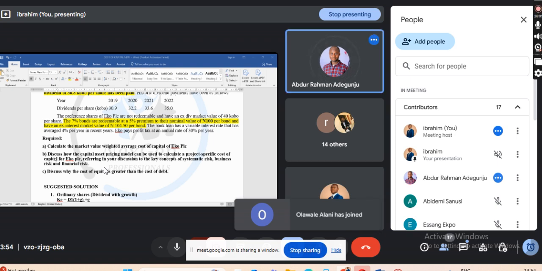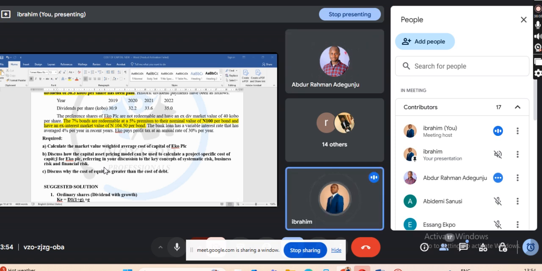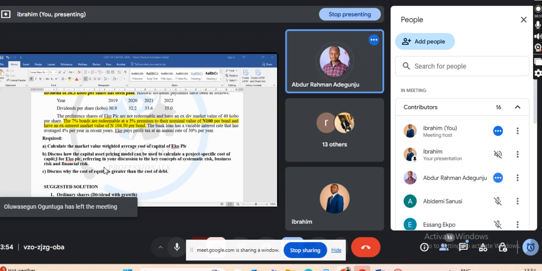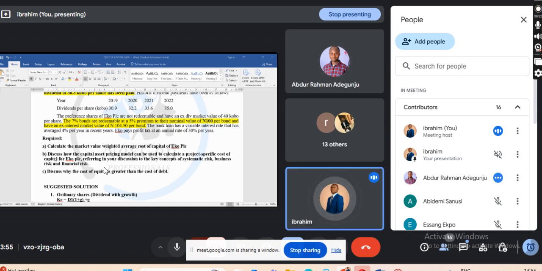So, discuss why cost of equity is greater than cost of debt? It's because of the risk involved. Because cost of debt is riskier than cost of equity. Or you are mixing it up. Which one is riskier? Which one has more risk? Is it cost of equity or cost of debt?